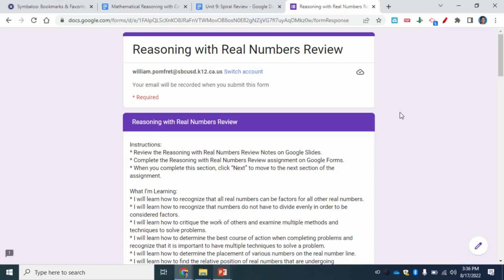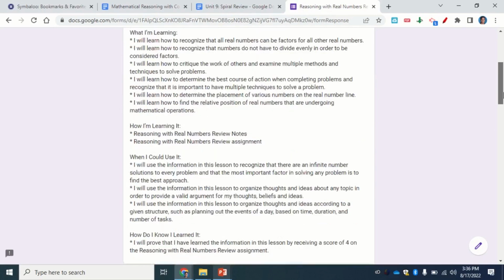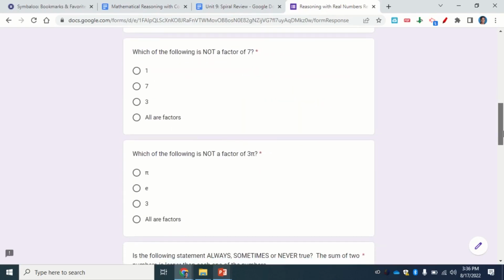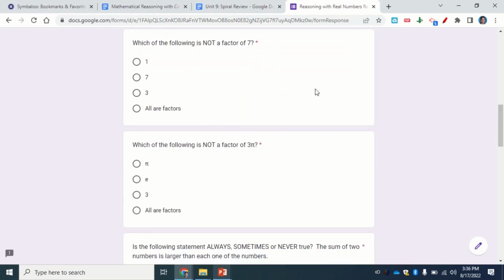Let's take a look now at the Reasoning with Real Numbers review assignment. The assignment begins with the learning goals and success criteria. If we scroll down, we can see the questions. So it says, which of the following is not a factor of 7? Well, if we remember back to what we learned earlier, we know that every number other than 0 is a factor of every other number, so all of these are factors.